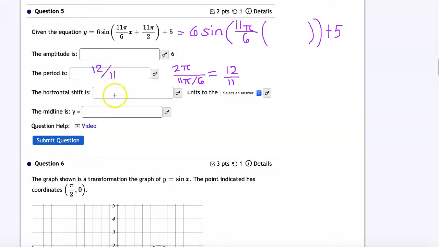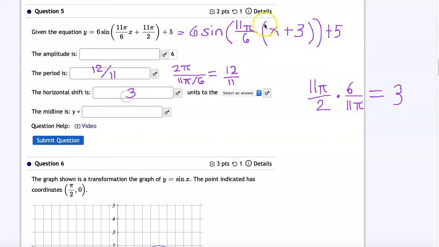Now, to determine the horizontal shift, you need to factor out the 11 pi over 6 from this part of the function. So if we were to take 11 pi over 2 and divide it by 11 pi over 6, then that would be the same as multiplying 11 pi over 2 by 6 over 11 pi, because remember, if you divide by a fraction, you multiply by the reciprocal, and then that easily simplifies down to 3. So once we know that we have a 3 value here, we can write this part of the equation as x plus 3. And then this tells us our horizontal shift.